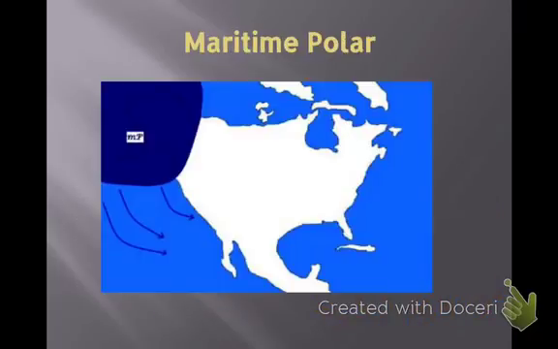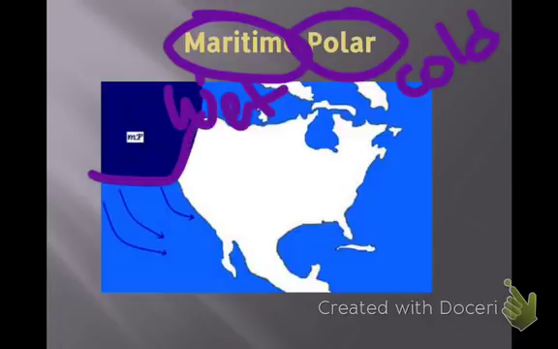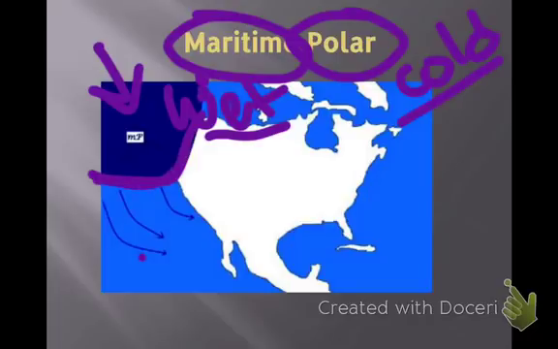So a maritime polar, maritime meaning water, polar meaning cold. Let me get a different color other than that ugly brown. So maritime meaning wet, polar meaning cold. So this maritime polar air mass is both wet and cold. You can see that it forms up here in the north. If this is the United States, it's forming over the water in the north. Okay, so we know the further away we get from the equator, the colder it is. So this is where maritime polar air masses are going to form.